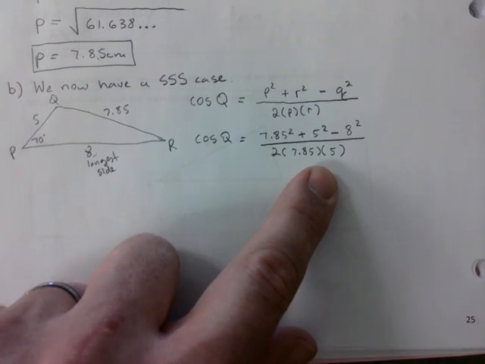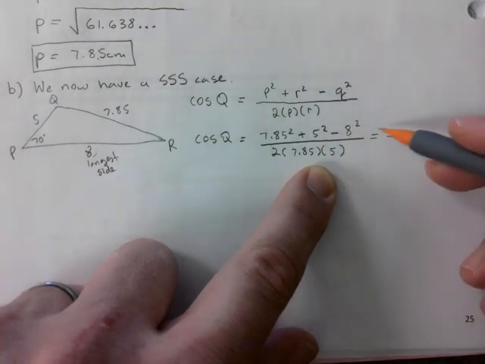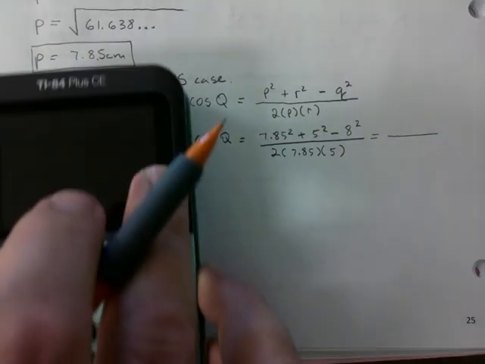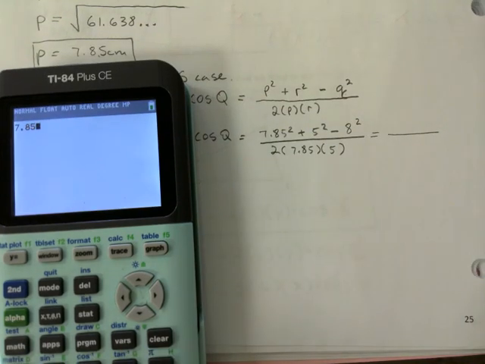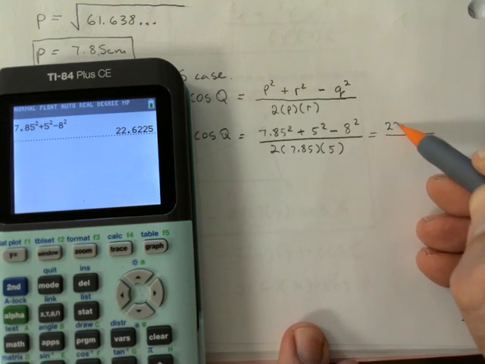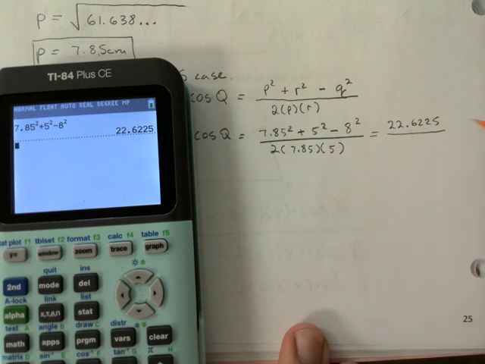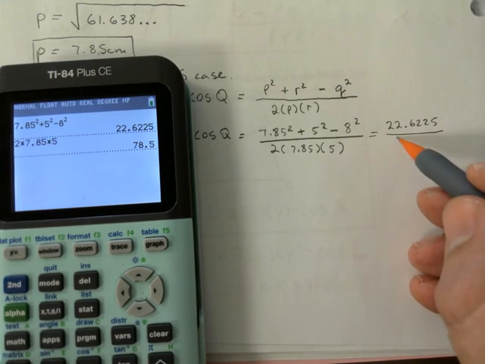And here's where I would discourage you from doing it all in one shot. I'm going to ask you to just do the top, write that number down, then do the bottom, write that number down. So grab your calculators. Good practice. 7.85 squared plus 5 squared minus 8 squared. That's 22.6225. Sometimes it keeps going, then we just go dot, dot, dot. For the bottom, it's 2 times 7.85 times 5. 78.5.